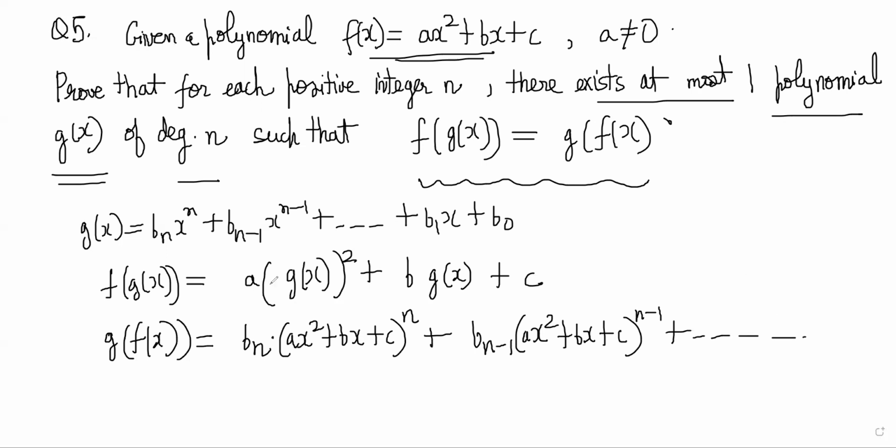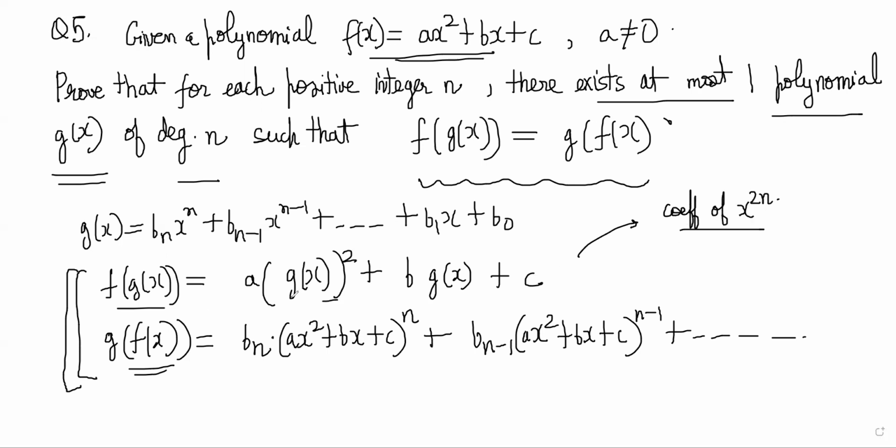Now, if you say that these two are equal, then all the coefficients of these must match, right? The corresponding coefficients must be equal. So let's compare the coefficient of x power 2n on both sides, right? So the x power 2n coefficient here will come when we do g of x square, right? And g of x is this. So you should get bn square multiplied by a, right? There is no other way to get x power 2n.